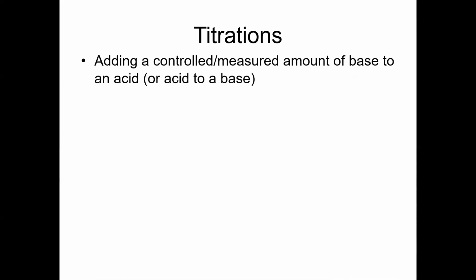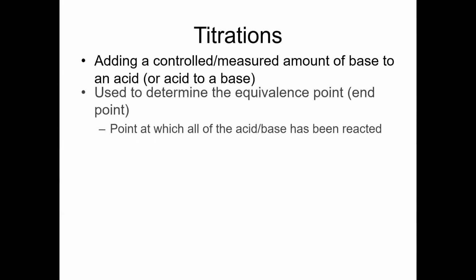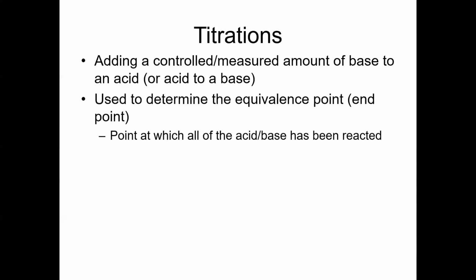Now, I mentioned titrations towards the beginning of the year when we were learning about lab equipment. I told you that a burette, or a biuret as it's often called, is the instrument used for titrations, and it's a very, very accurate piece of equipment. And it needs to be, because what you're doing is you are adding a controlled or measured amount of base to an acid or acid to a base. And the purpose of doing that is to determine the concentration of one of those.